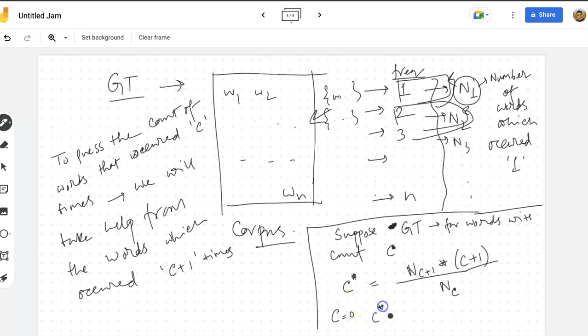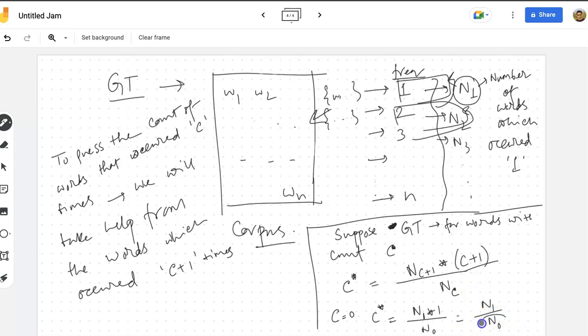Then C star for this will be, if you just replace C0, then it will be N1, then N1 into 1 will be N1, and then N0. So basically it will be N1 by N0. Now this is the thing. So this is the formula.